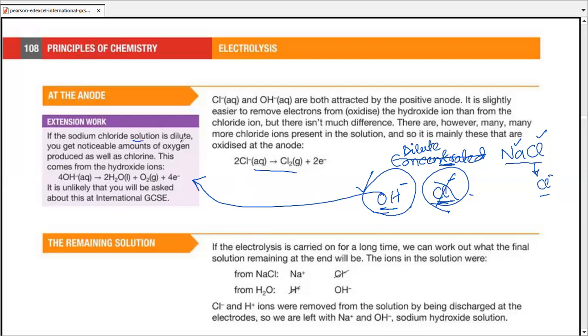If the sodium chloride solution is dilute, you'll get noticeable amounts of oxygen produced as well as a little amount of chlorine. This comes from hydroxide ions, since they are converted back into water and oxygen, giving us a few electrons. But it is unlikely you'll be asked about this in international GCSE. Well, I tend to tell my students that if you remember this equation, it is really going to help you in A levels, if not IGCSE. All right.